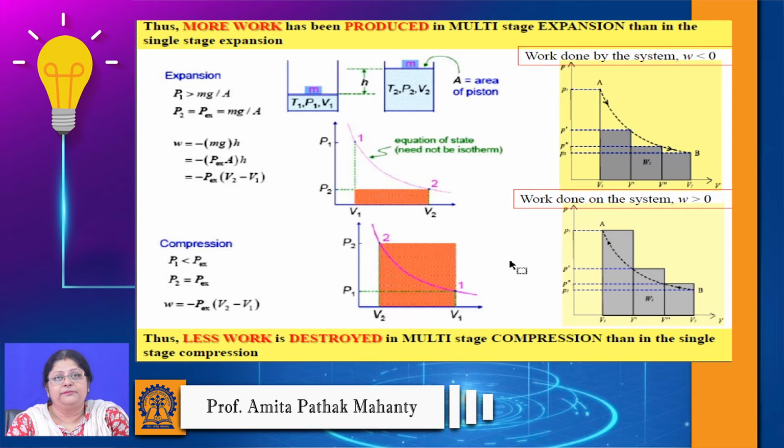It is not to scale, but if you do it to scale, it will be something like this. This will be the area before, and gradually it is decreasing. The destroyed work is decreasing, and more work is produced by the machine. So this is a system which is more relevant. Here W will be negative, here W will be positive.